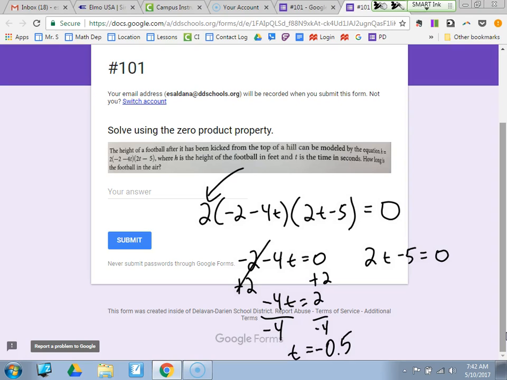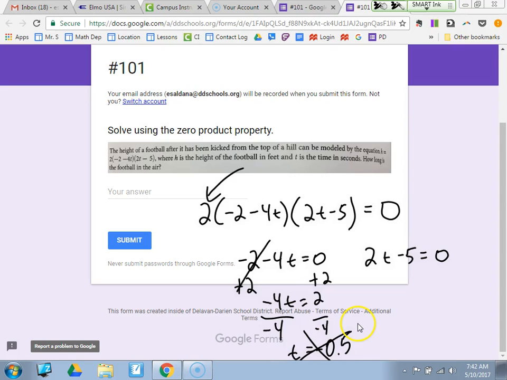That one right there seems kind of funny, right? Imagine talking about time in the negative. Can we say that there's a negative amount of time here? No, right? It asks how long the football is in the air. I'm not going to say negative half a second. So logically, this one here doesn't make any sense.